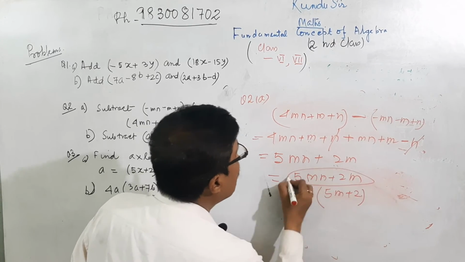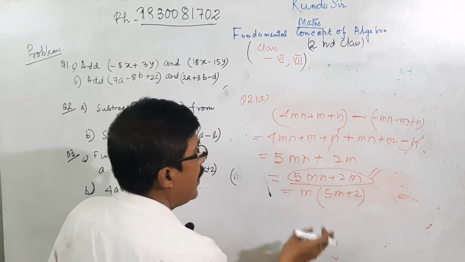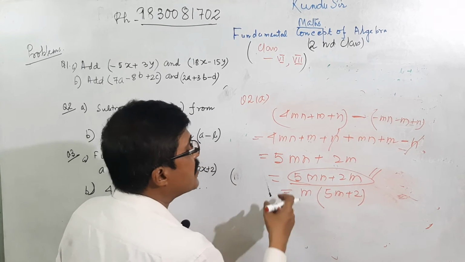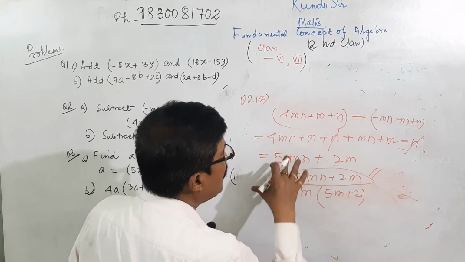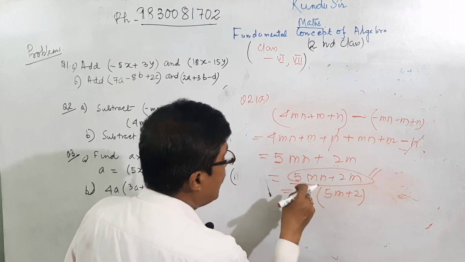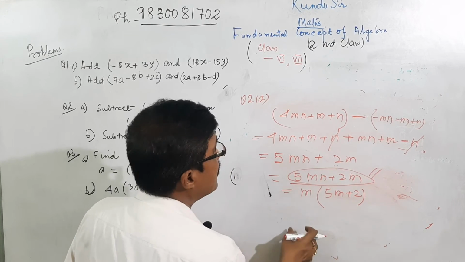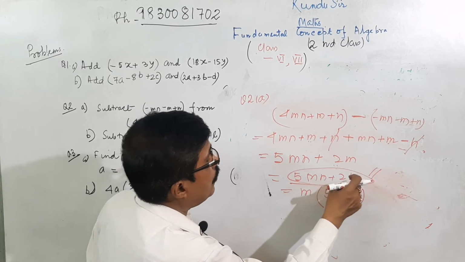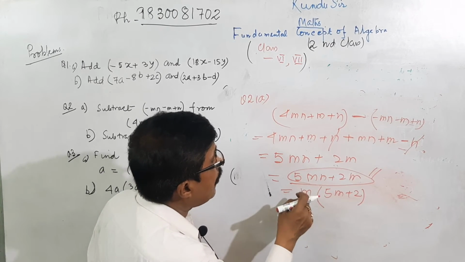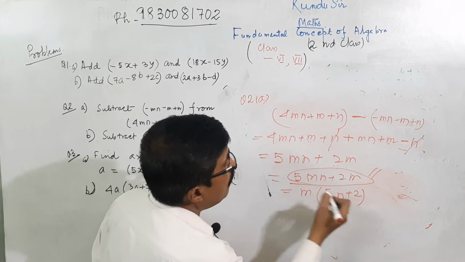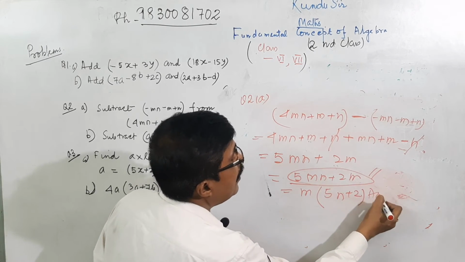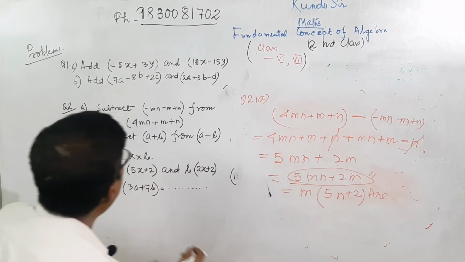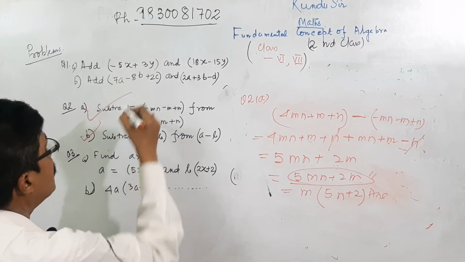We can take m common, and we will get m into 5n plus 2. For your class you can do this, and in the next class I will explain taking common from all terms. But for now I am taking m common from 5mn and 2m. That is equal to m into 5n plus 2, the answer. So this is over for this one and this one.